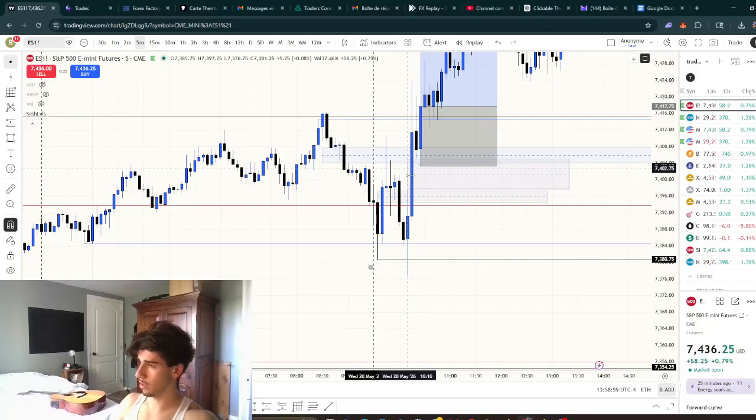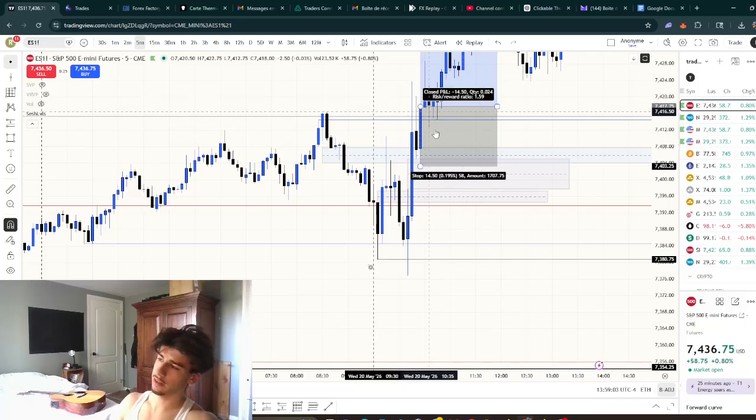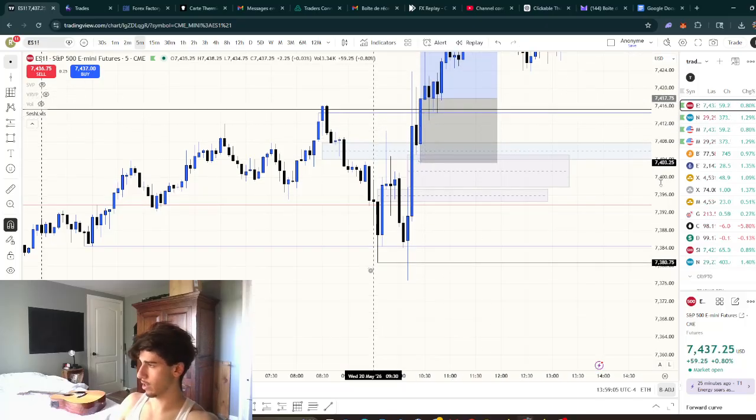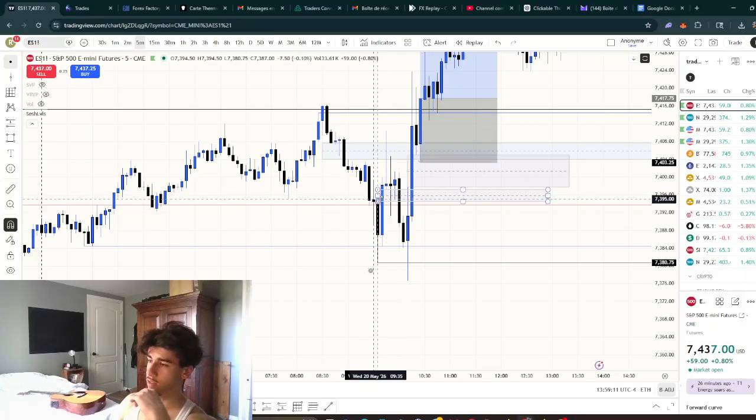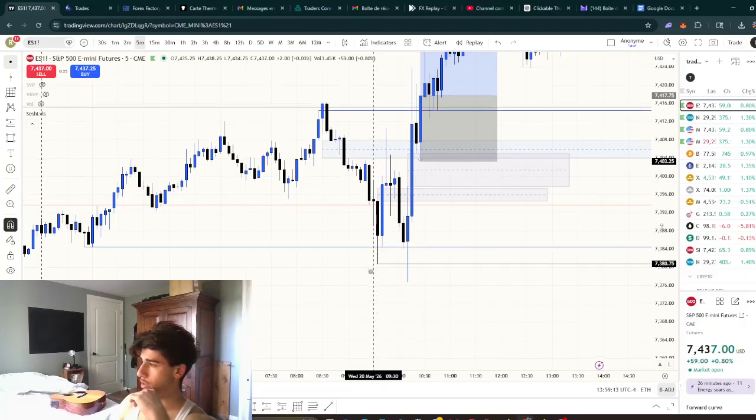I know there's a lot of other drawings here. This is about the other trade, which is not a trade I took. Another trade that would have been good, but I only took one trade today, and that was a short on NQ. So this is the 5-minute gap I was really looking for.